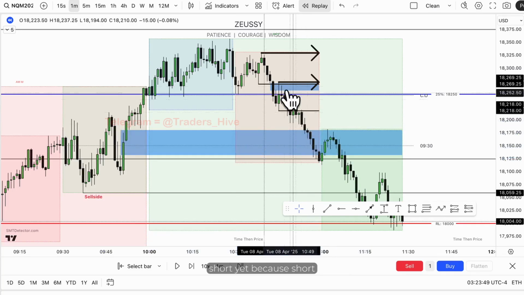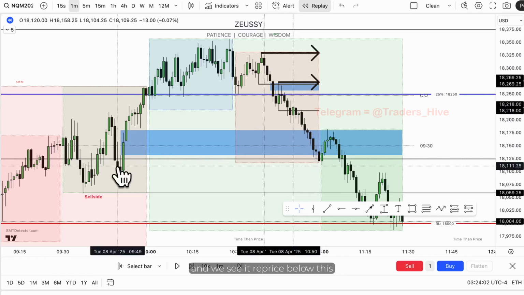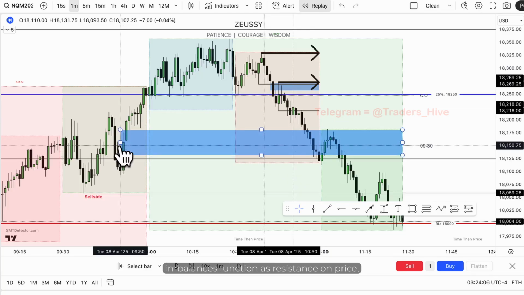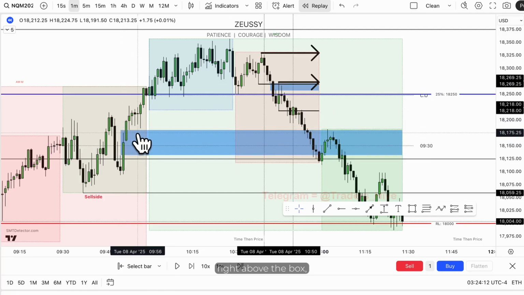And if you are not short yet, you short the retracement into that low. Why? Because that low, right here, too high, should function as resistance price. So when the market then reprices lower eventually, and we see it reprice below this sequence of imbalances, we want to see this sequence of imbalances function as resistance price. This does not mean that you're going to place your stop loss right above the box. Why not? Because price distortion should or could take place. It's not should, it's could.